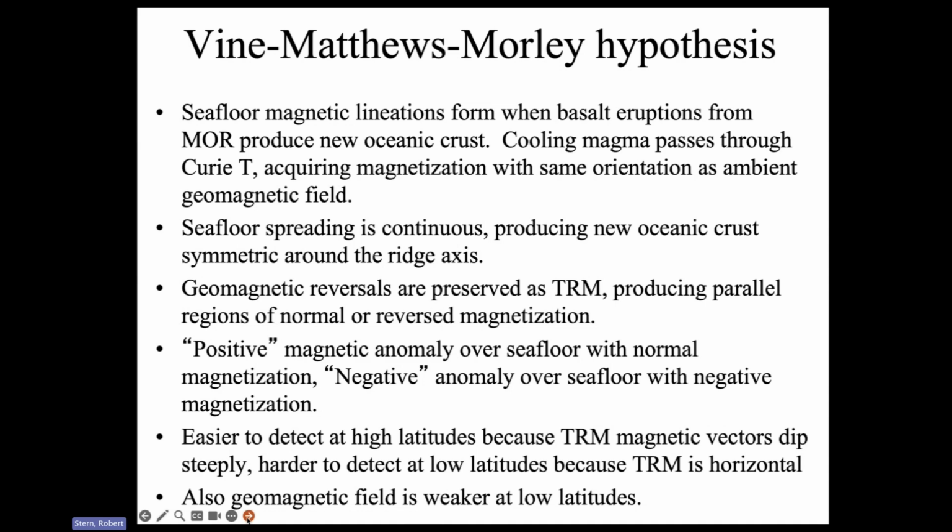Easier, and this is going to also be on the midterm. It's easier to detect anomalies at high latitudes because the TRM magnetic vectors dip steeply, harder to detect at low latitudes where the magnetization is horizontal. And also in general, the geomagnetic field is weaker at low latitudes.